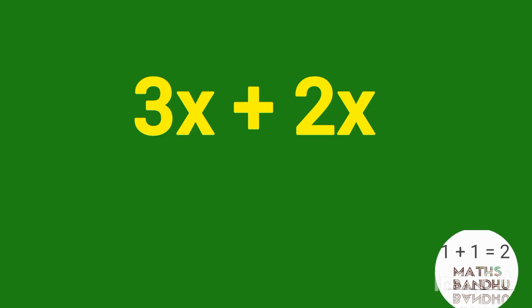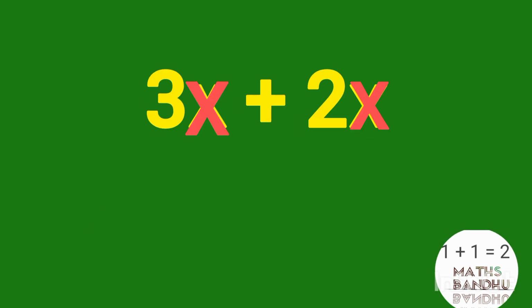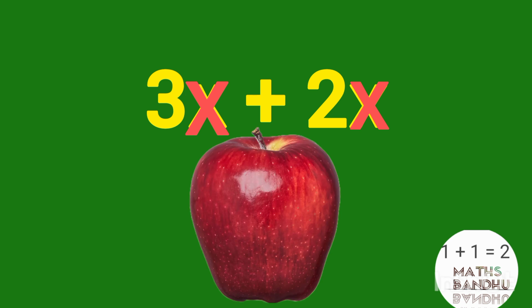So let's take an example. 3x plus 2x. Here x and x are like apples, and in whichever term they are the same fruit, the term is said to be like term.